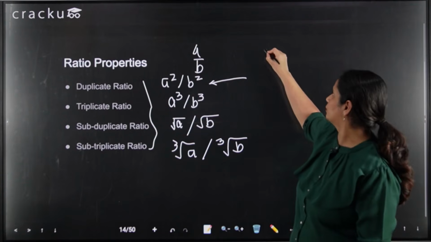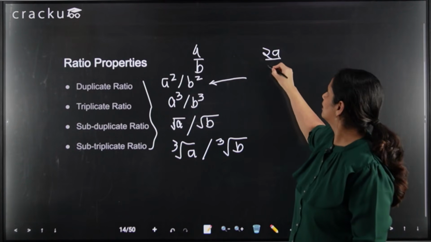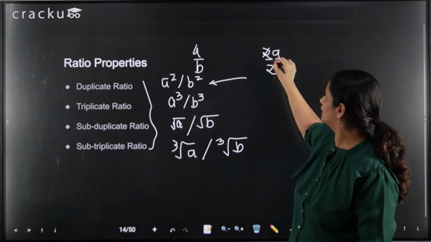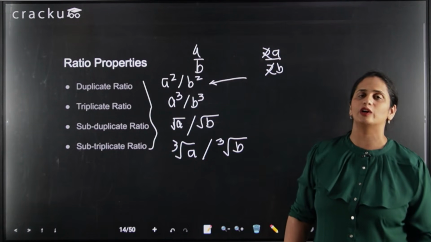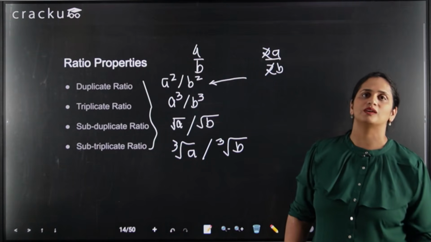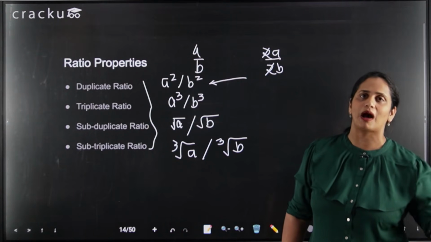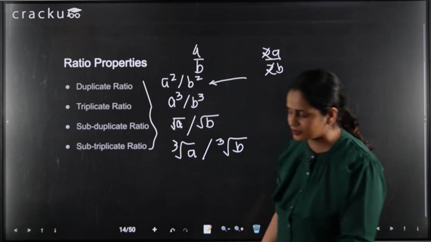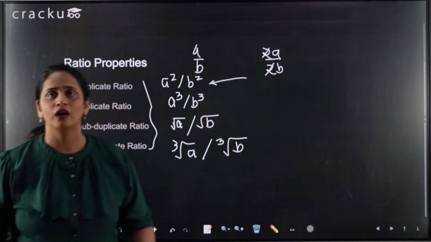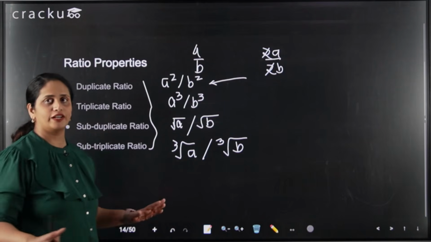Sometimes people might think that duplicate ratio would be doubling the ratio. But you know that doubling the numerator and denominator makes no change to the ratio. So always remember, duplicating or triplicating will have to do with raising something to a power rather than multiplying it with a constant. So this is the concept of duplicate and triplicate ratio. We have covered the concepts of ratio and proportion.